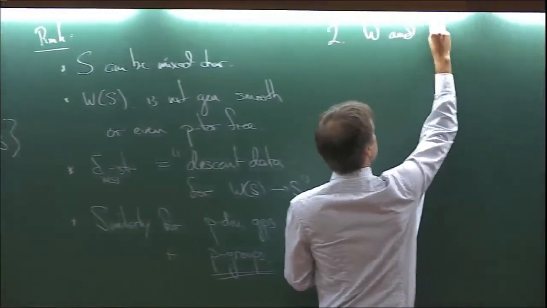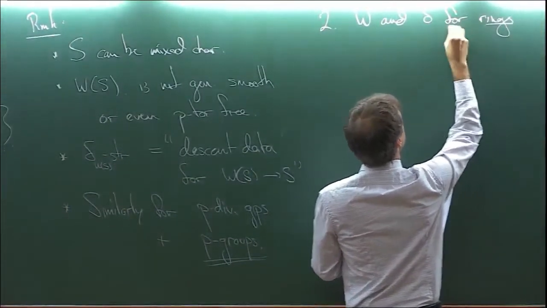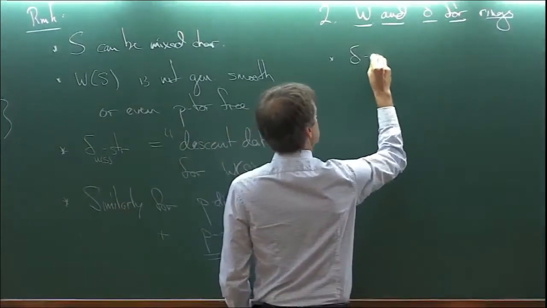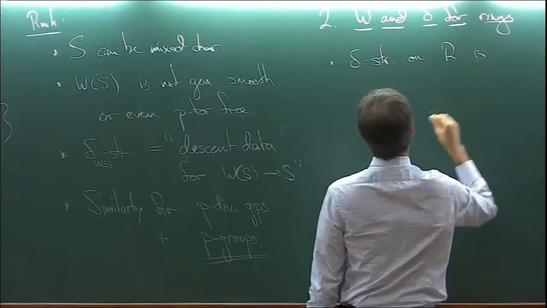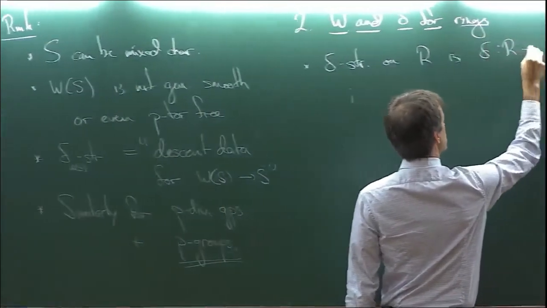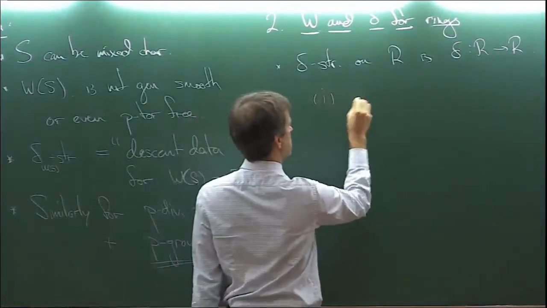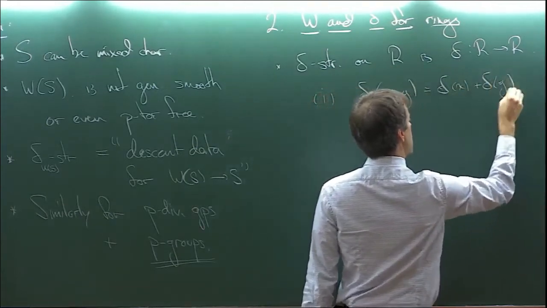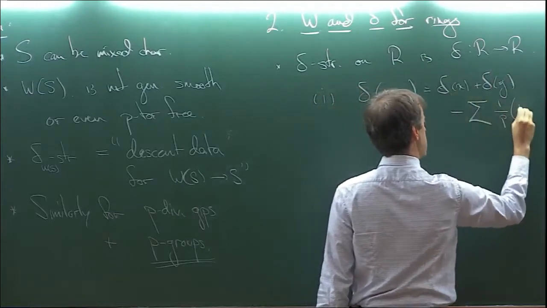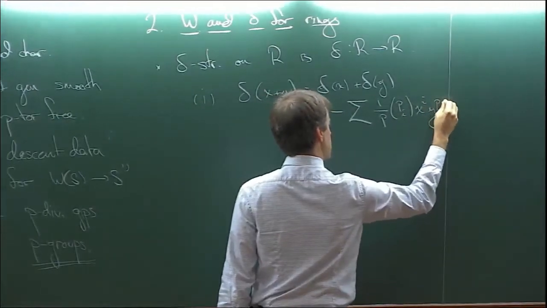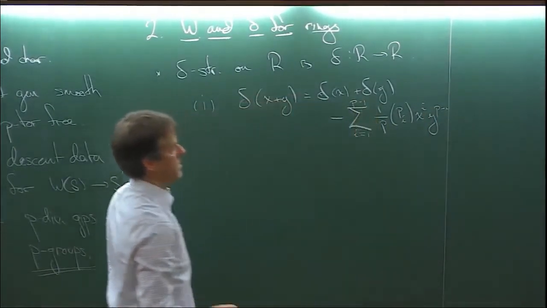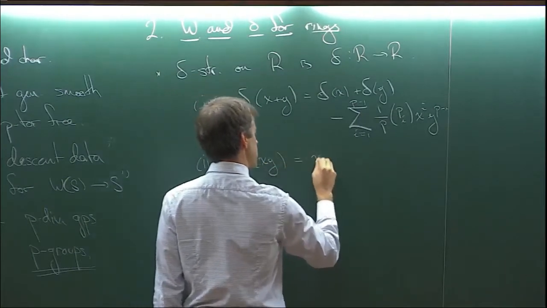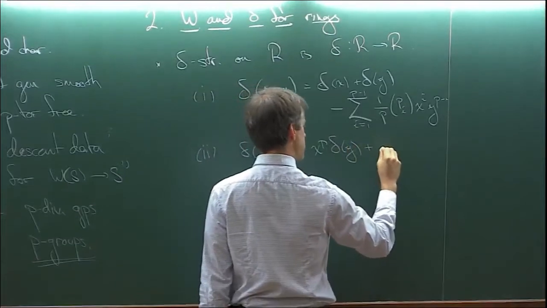So now W and delta for rings. Here's a little review of my mini course last week. A delta structure on a ring R is the following data. It's a function from R to R such that the following hold: delta of x plus y is delta x plus delta y, plus a correction term, and then the multiplicative structure is preserved, or not preserved, as follows.